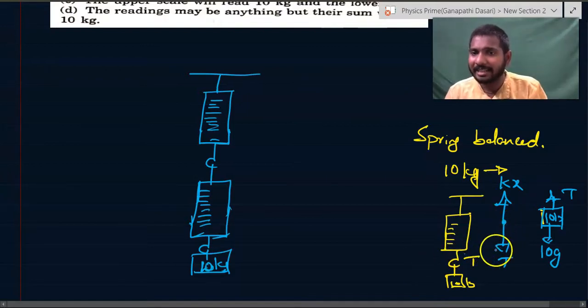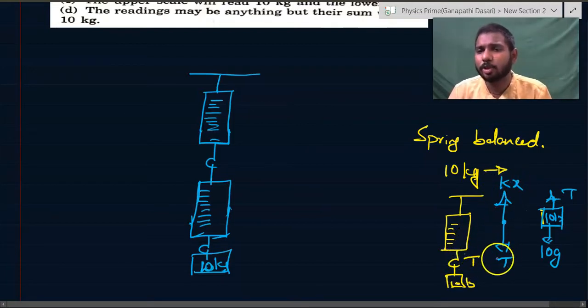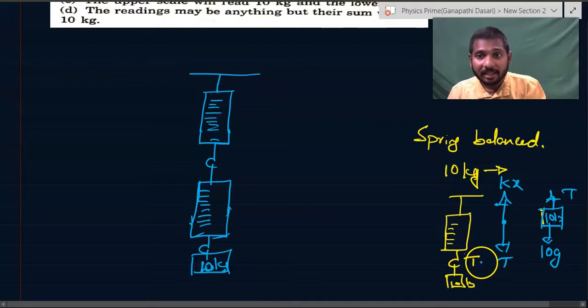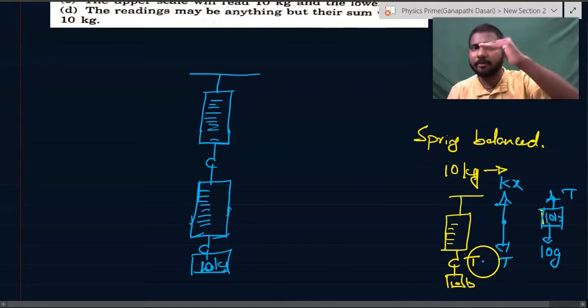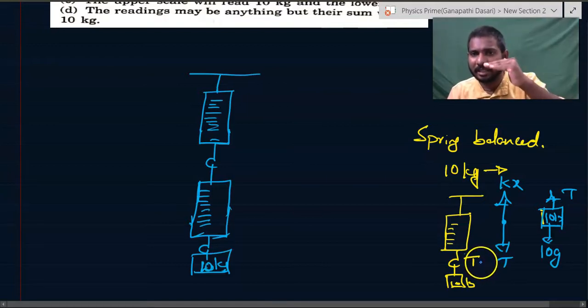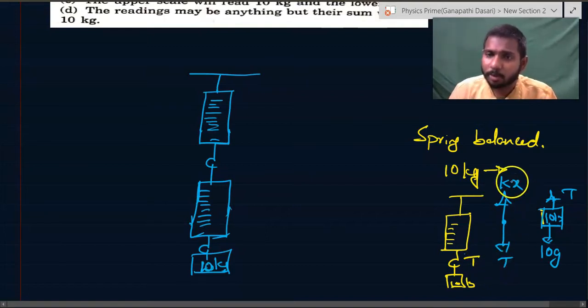The same tension is acting two ways. It pulls the spring, and it pulls the block also. So kx should be equal to T. Why? Because the system should be in equilibrium. Then only the reading happens. First the reading fluctuates, then it comes to an equilibrium point. That is the actual reading. In the equilibrium position, the net force should be 0. So kx should be equal to T.